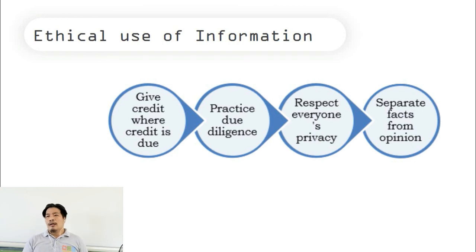So, just to sum up, to be able to tell yourself that you are an information literate individual, you have to have the 4 skills, and you must have the proper ethics on how to use the information that you've acquired.